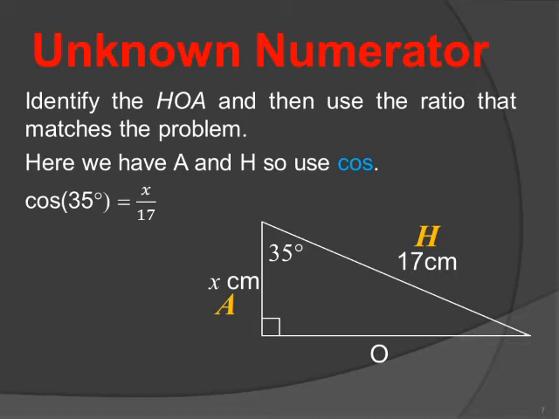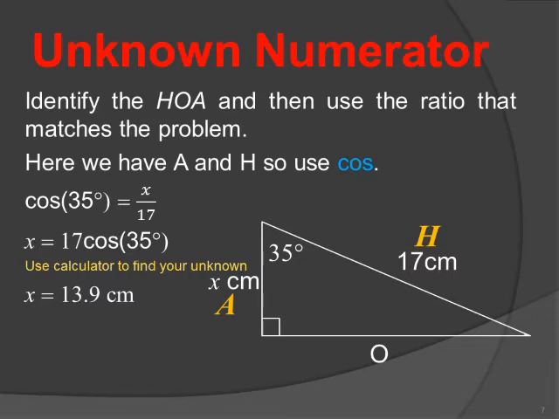Now if we're trying to solve this sort of equation, and you've got X divided by a number, multiply both sides by the number that's underneath the X, and you find out what the value of the X is. So in this case, we see that X is going to be 17 cos 35 degrees. This is great. Now just use your calculator. And we find that in this case, X is 13.9 centimetres to 1 decimal place.